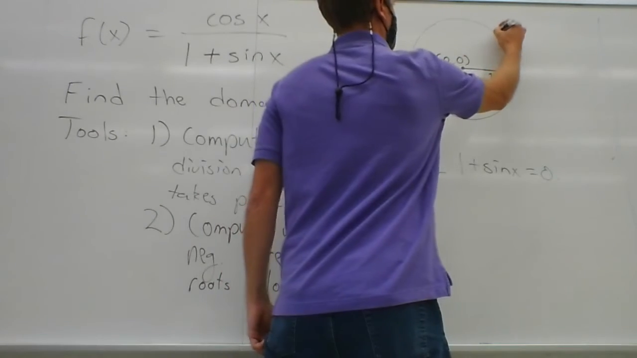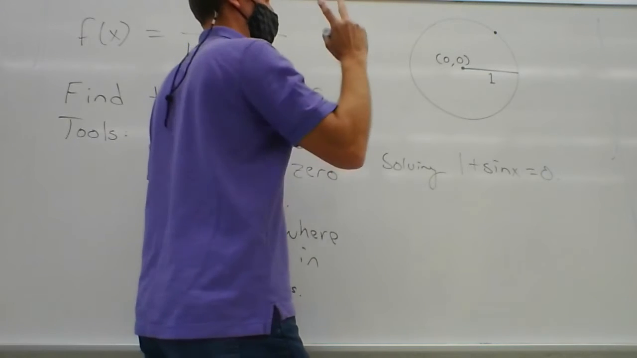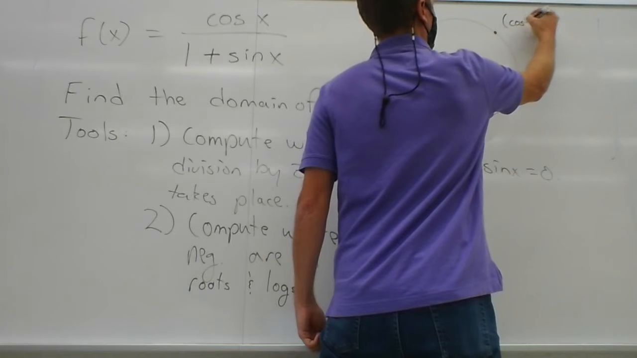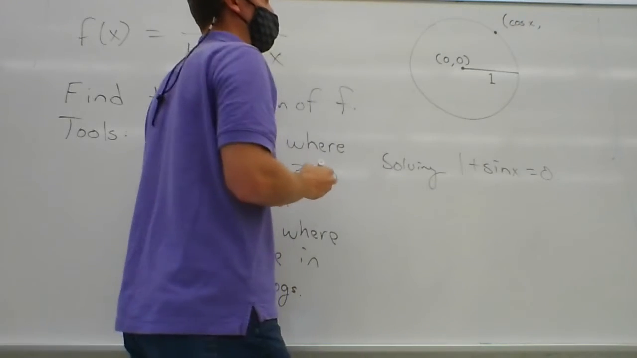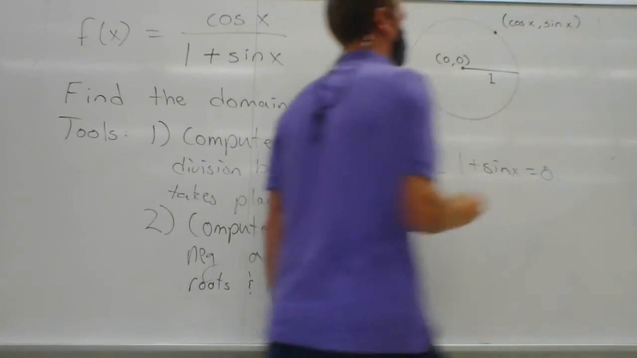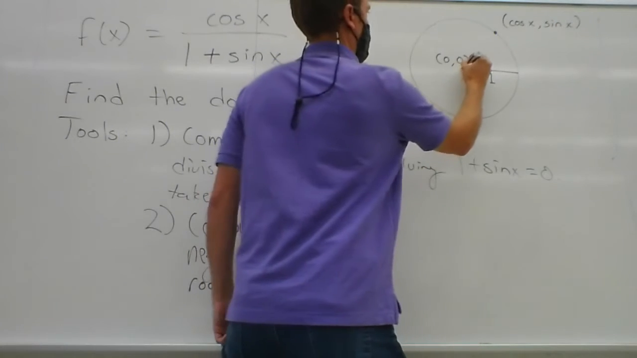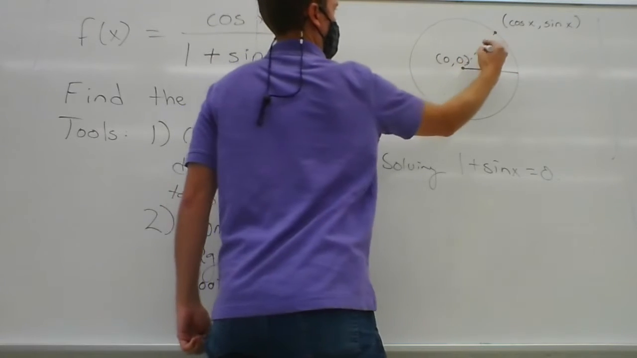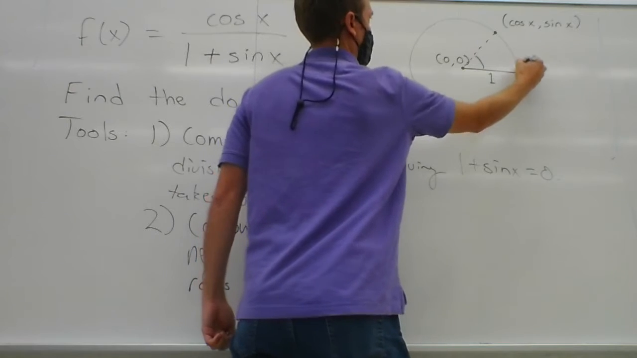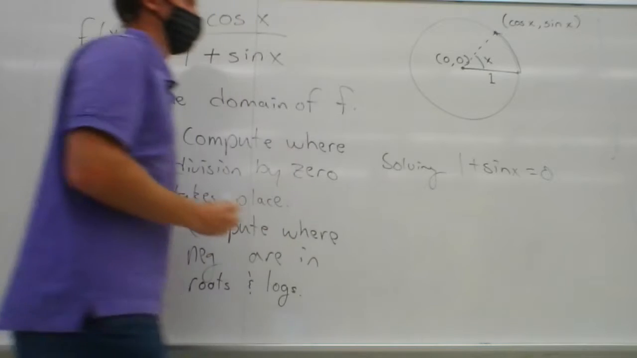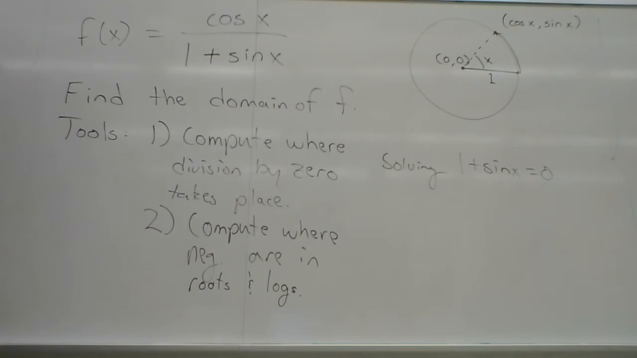And if you pick any point along the unit circle, two things are true. The first one is that the x-coordinate is actually cosine of the angle, and the y-coordinate is the sine of the angle. And this is the angle formed by taking the x-axis and sliding it up so that this point rotates up to that point. So this angle we call x.